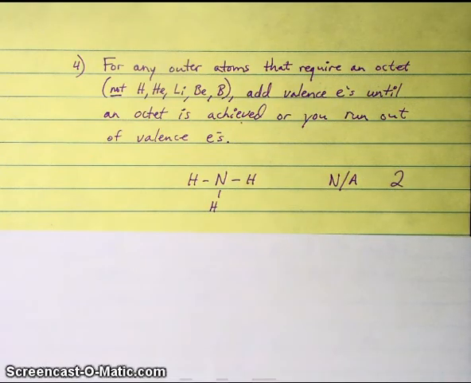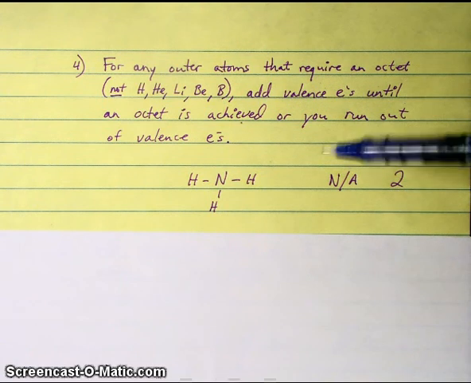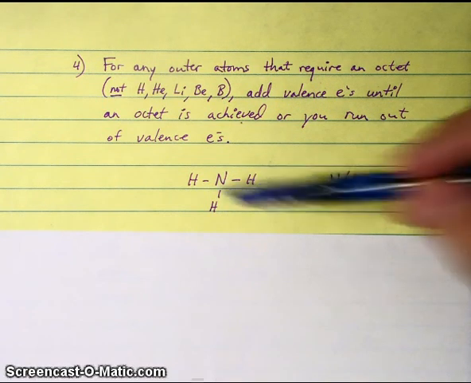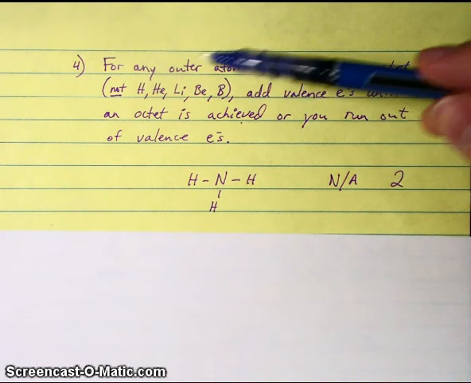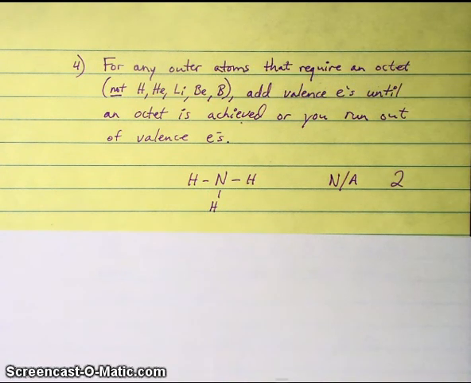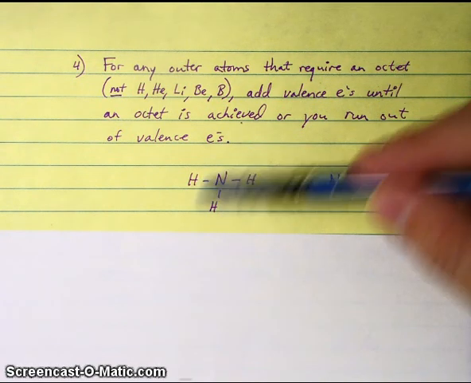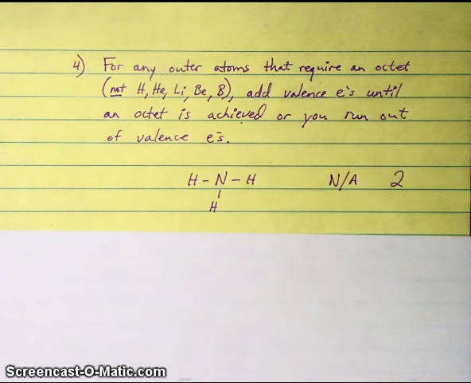So now we're on step 4. What we're going to do is check the outer atoms, and if any of them need more electrons in order to make a duet or an octet, you give them those electrons. Notice that hydrogen, helium, lithium, beryllium, and boron, the really small atoms, aren't going to need that octet because they will change their number of electrons in order to have 2 to be isoelectronic with helium. So in this case, with ammonia, the hydrogens on the outside only need 2.